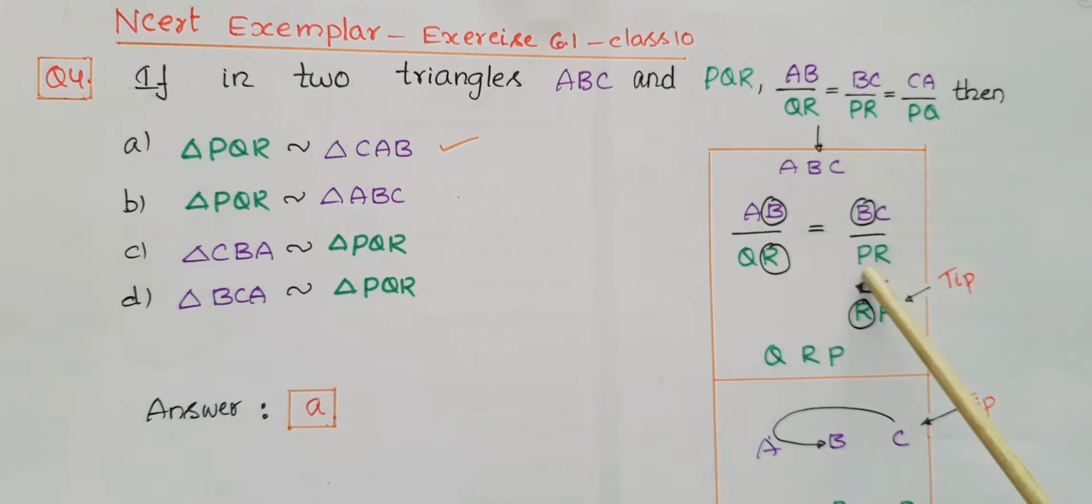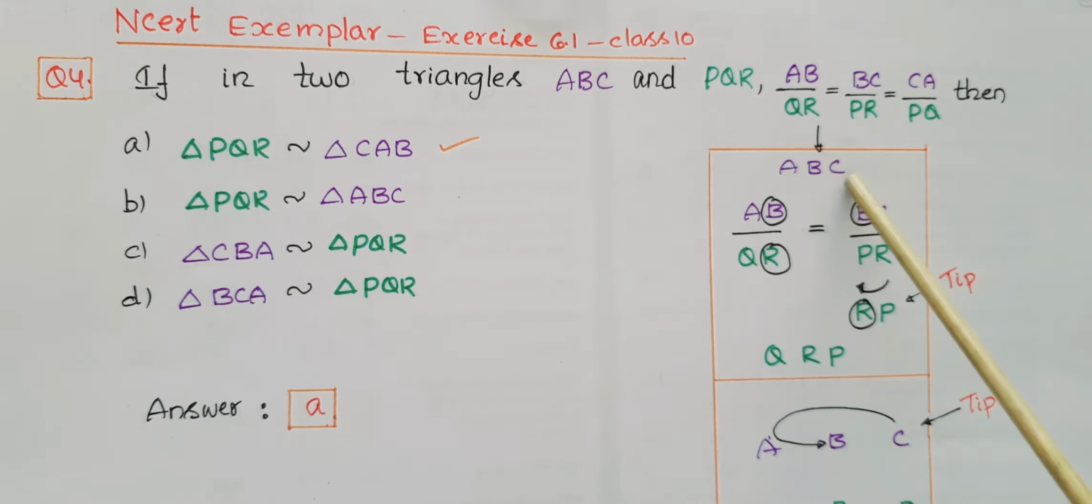So you have to move this PR as RP. You can write PR is equal to RP. So you can write as RP. Now QRP, this is the triangle name. So triangle ABC is similar to triangle QRP.